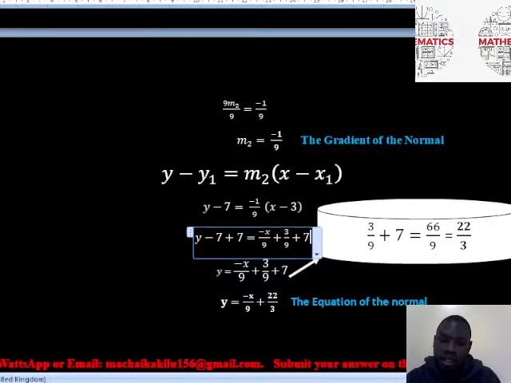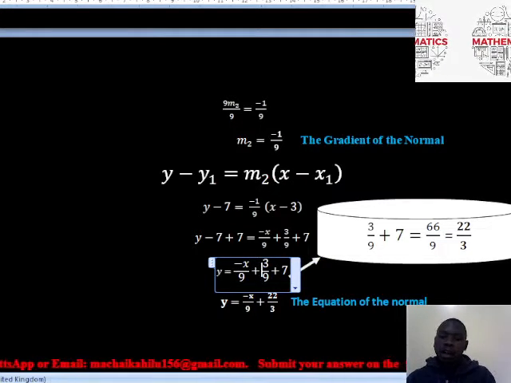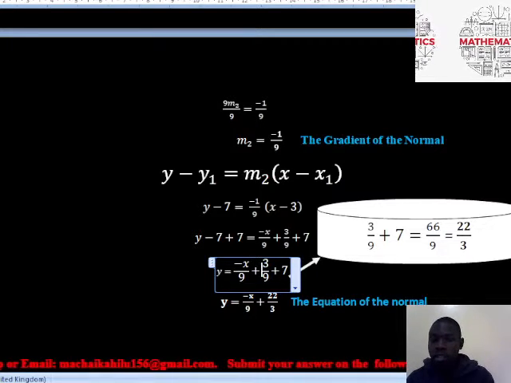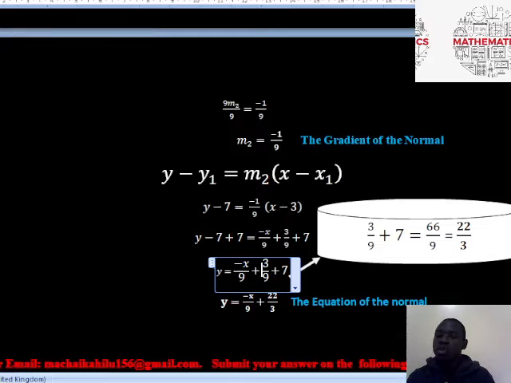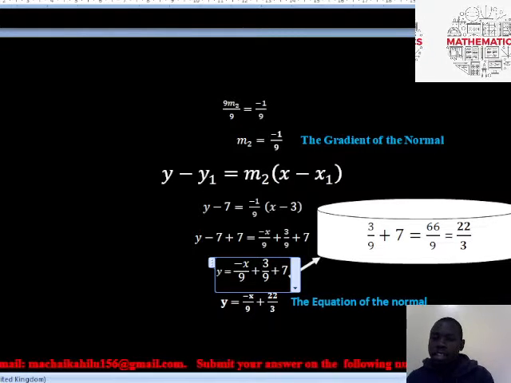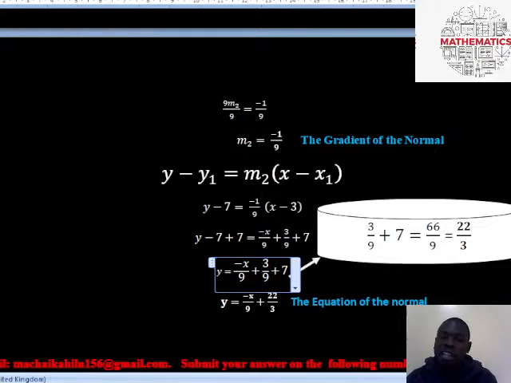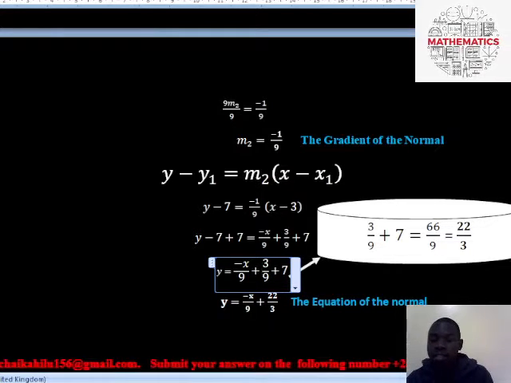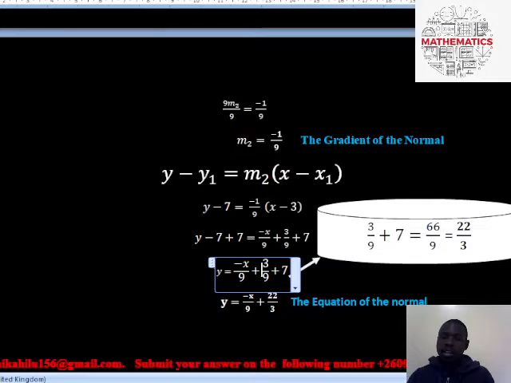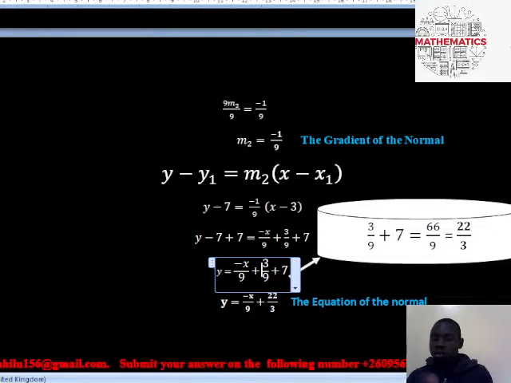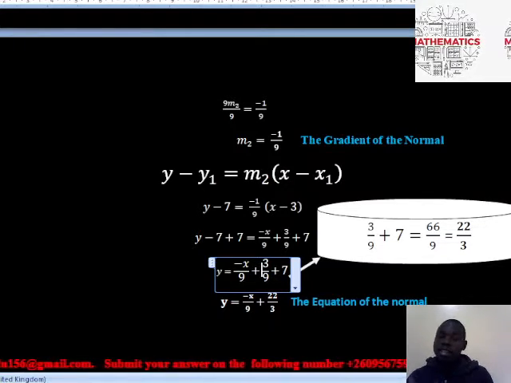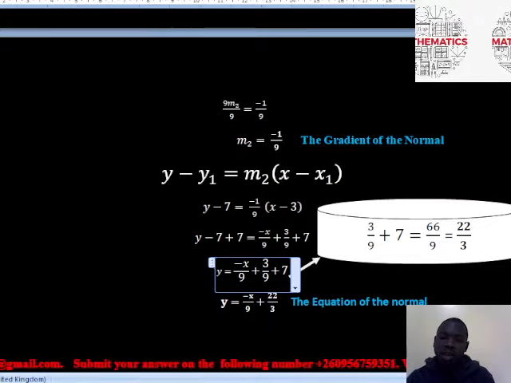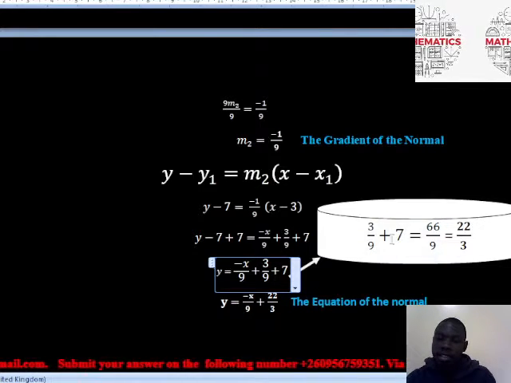So now, ladies and gentlemen, we are here. When you look at this equation, remember that it is an equation, but it's not complete. You can see 3 over 9 plus 7, and 3 over 9 is a fraction. So we need to work out 3 over 9 plus 7 so that it gives us one fraction. So now how do you do it?